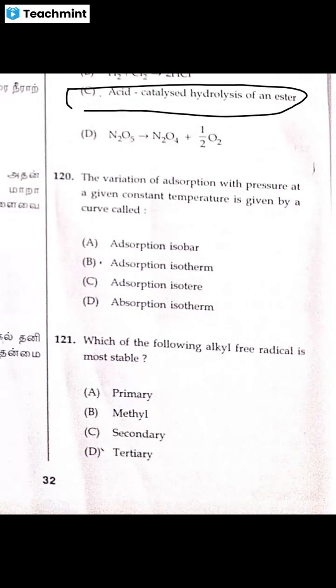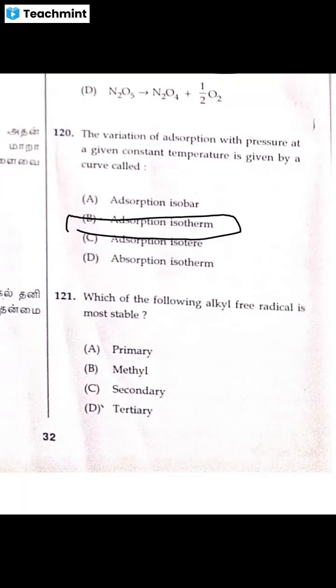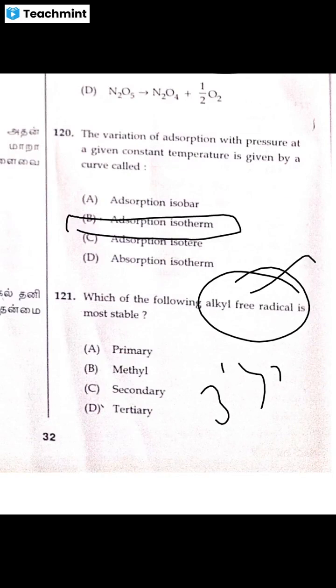Next, the variation of adsorption with pressure at a given constant temperature is given by which curve? It is the adsorption isotherm, the Freundlich adsorption isotherm and the Langmuir adsorption isotherm. Option B. Next, the free radical: always tertiary radical, secondary radical, primary. Here tertiary is given, that is the correct one.